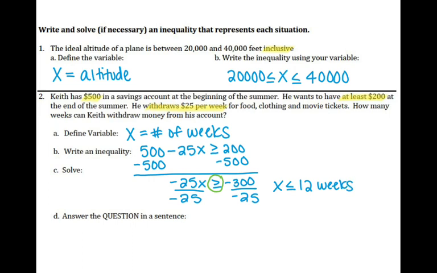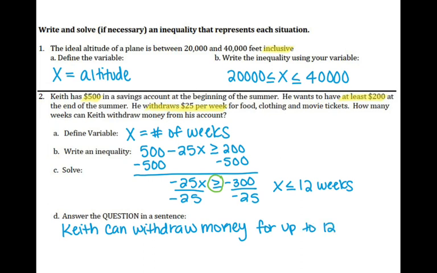Which is exactly what I'm going to write for my sentence. Keith can withdraw money for up to 12 weeks. Or for at most 12 weeks. You can use that wording as well.